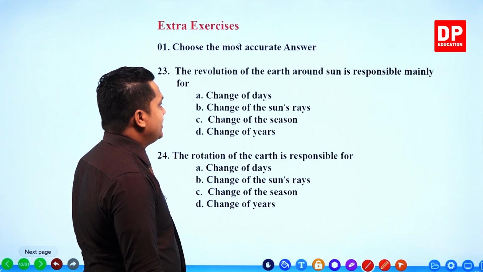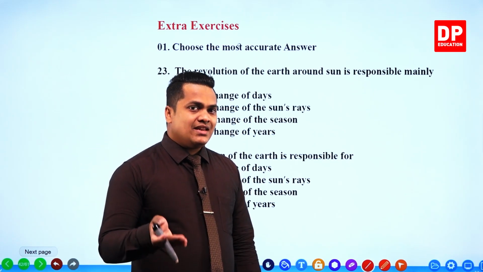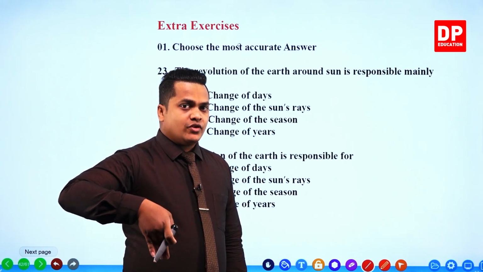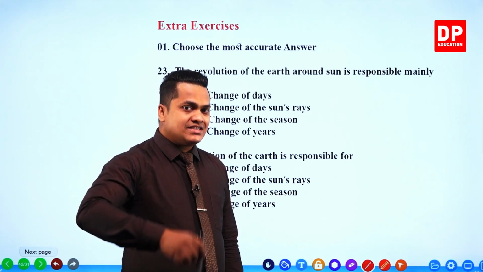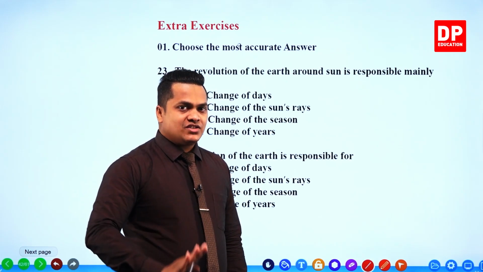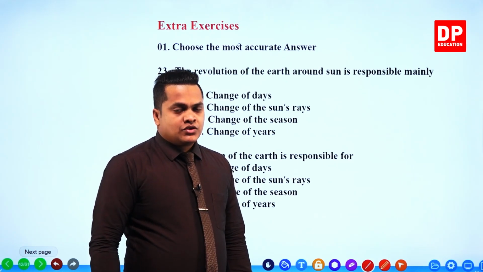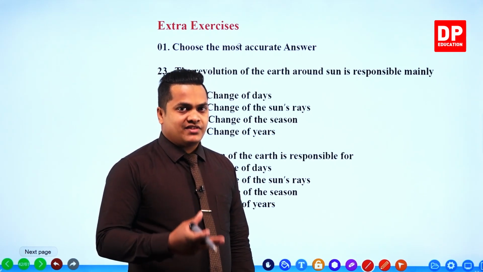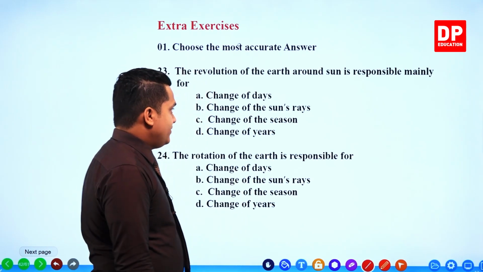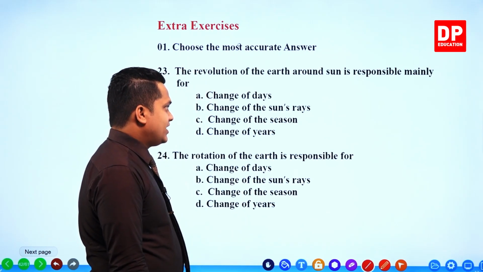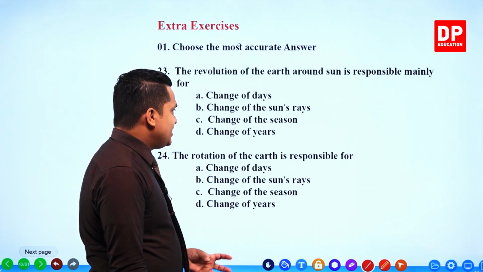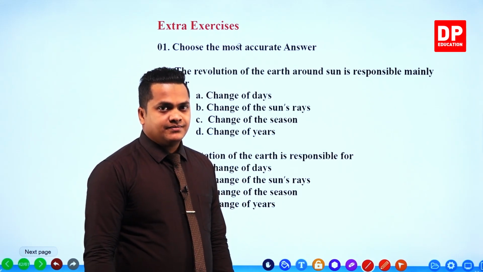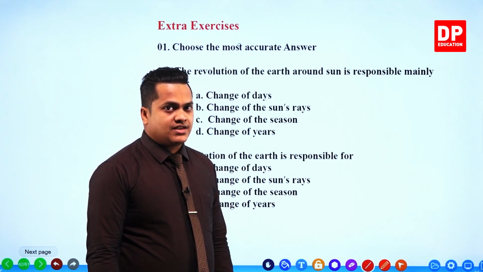Next one. The revolution of the Earth around the Sun is responsible mainly for change in days. Once again incorrect. Change in days occurs mainly because of the rotation of the Earth. When Earth rotates one cycle around itself, one day passes. So change of days occurs because of the rotation of the Earth. Okay, second one, change of the sun's rays. Once again it is irrelevant. Next one, change of the season. Incorrect. Seasonal changes occur because of the tilt. In the earlier question we discussed that.